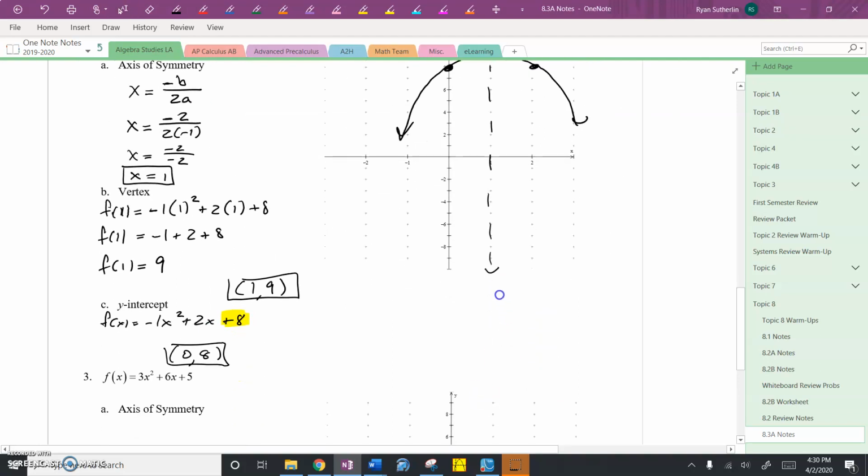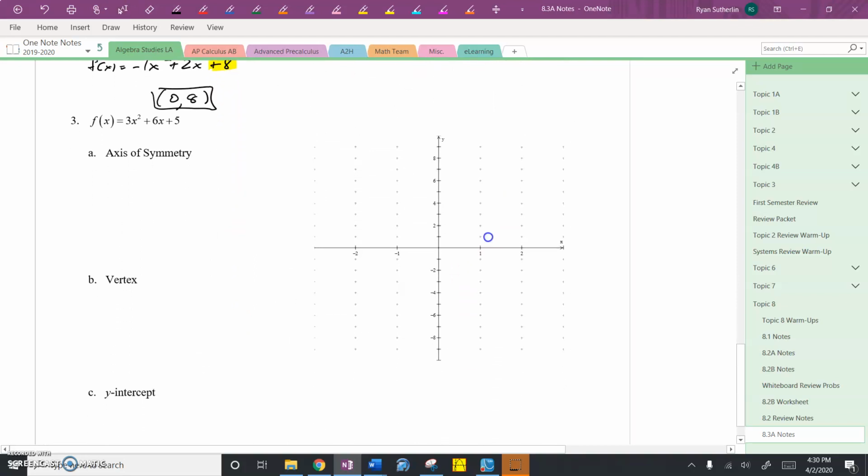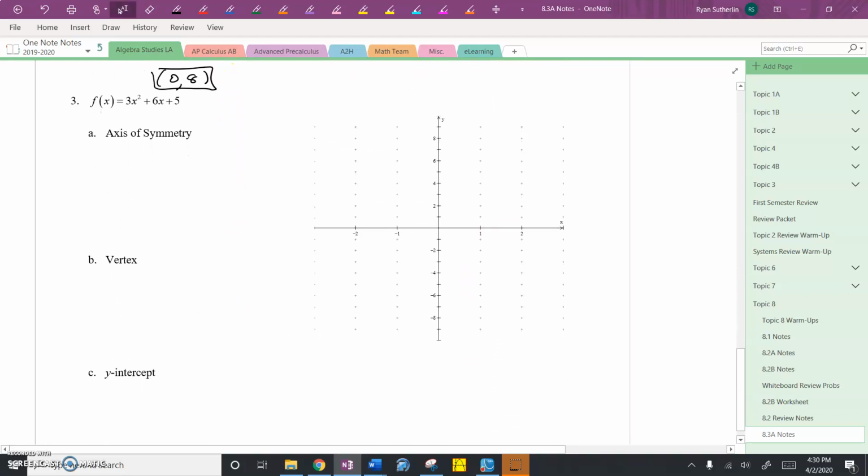All right, last problem. So axis of symmetry is that x equals opposite of b over 2a. So I've got -6 over 2 times 3, because again, this is a, this is B, this is C. So I end up with negative 6 over 6, which is negative 1. So here is our axis of symmetry at x equals negative 1.